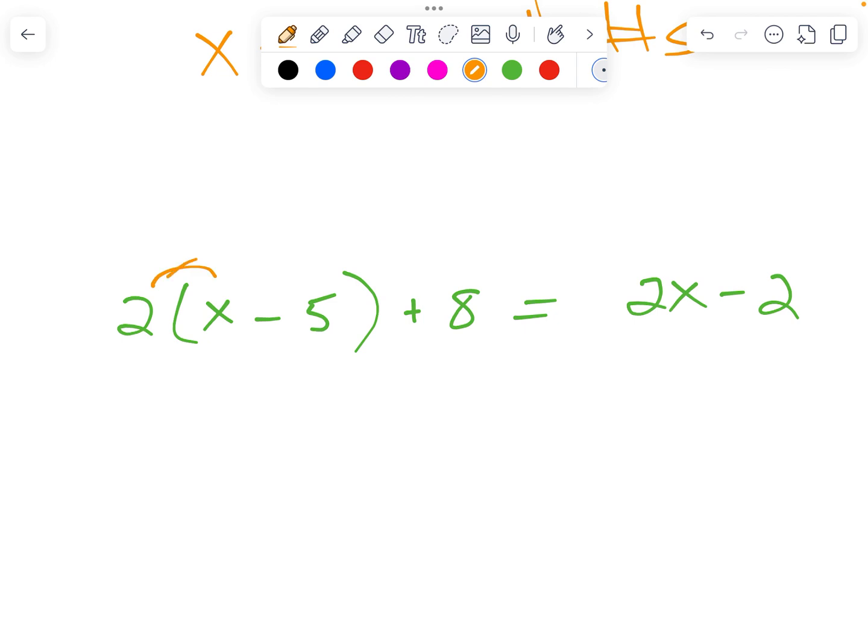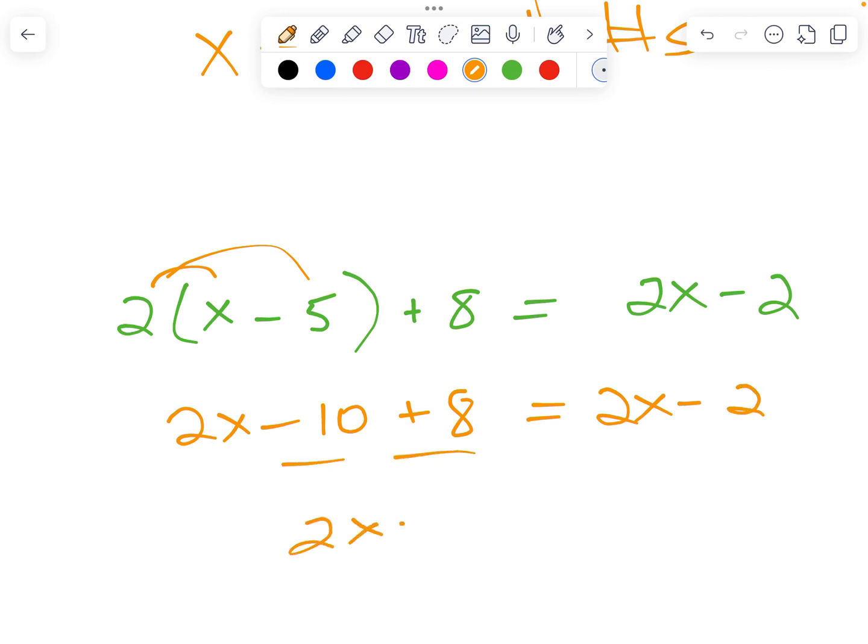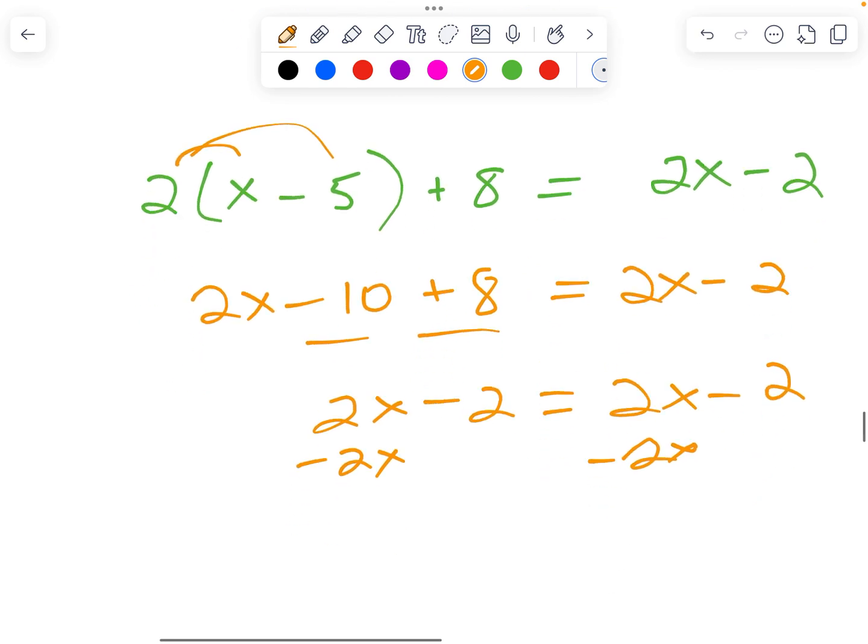So if I looked at this equation and worked it out, I get 2x minus 10 plus 8 on the left equals 2x minus 2. And then if I combine those, I get 2x minus 2 equals 2x minus 2. So now I could see that this is a true statement, or if I subtract 2x, I really get negative 2 equals negative 2. So x is all real numbers.